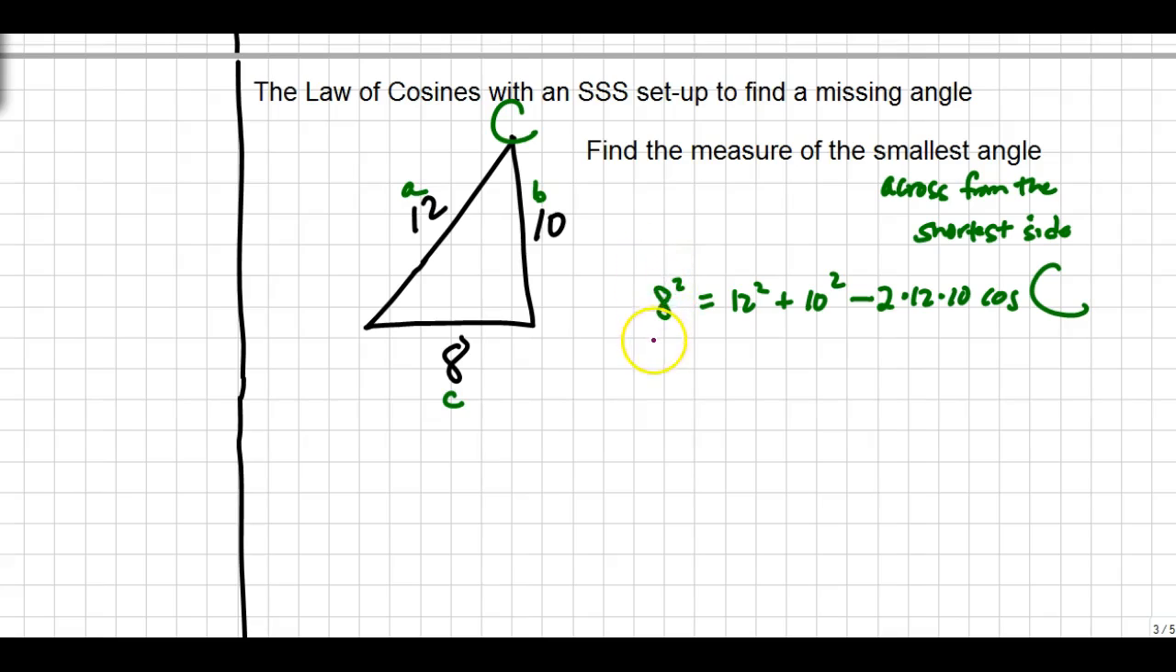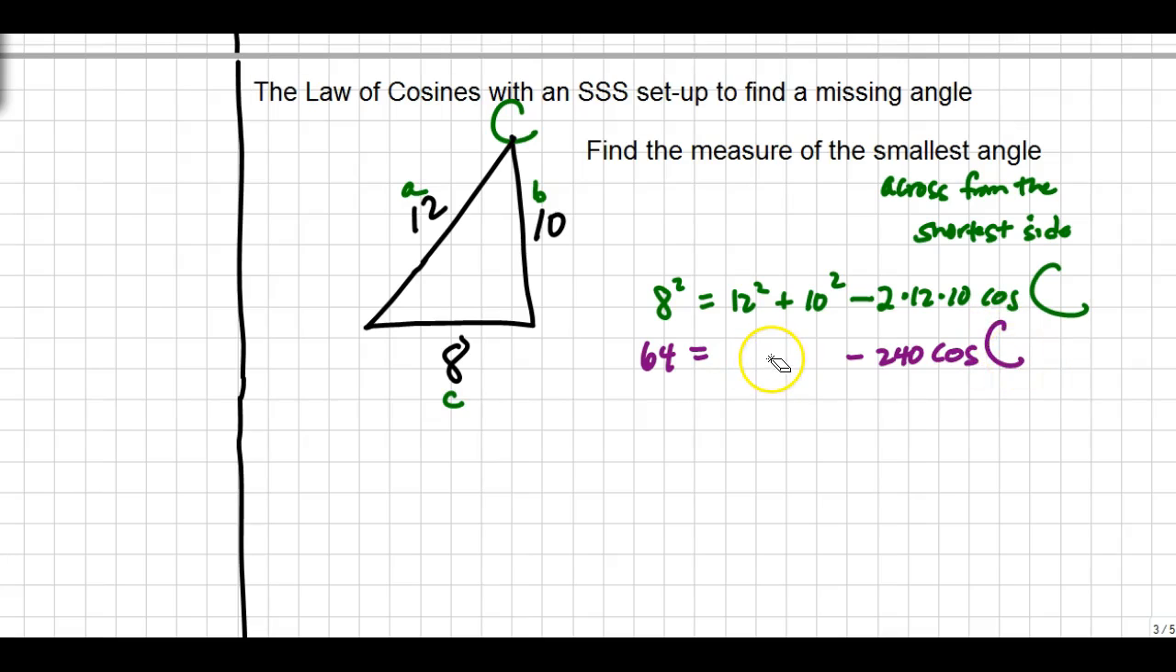We will do some calculating here of 8 squared. We'll do 12 squared and 10 squared, and we'll combine those because those are both plain numbers. 12 squared is 144, 10 squared is 100, 144 plus another 100 is 244. So I can combine those because they are like terms. Over here I'm going to multiply 2 times 12, which is 24, times 10, which is 240. And then the cosine c is still sitting there. I can't do much with that because I'm trying to solve for that.